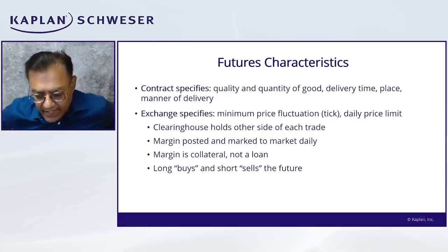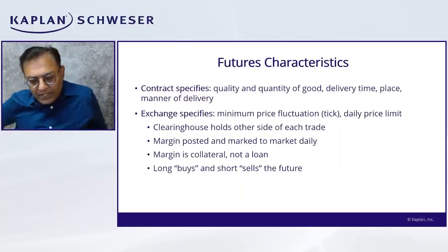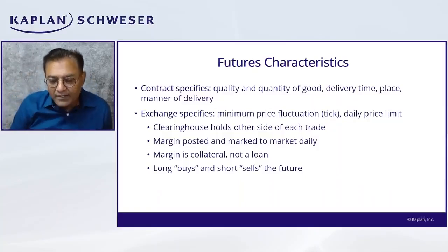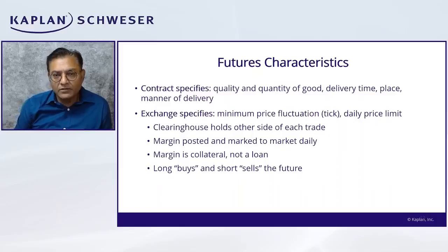Most contracts are actually cash settled, meaning, because these contracts are liquid, they trade regularly during the exchange operating hours. And so any change in price can essentially be settled at the end of the trading day. Now, the exchange specifies the minimum price fluctuation, the tick size, and the daily price limit, meaning the price should not fluctuate beyond those limits.